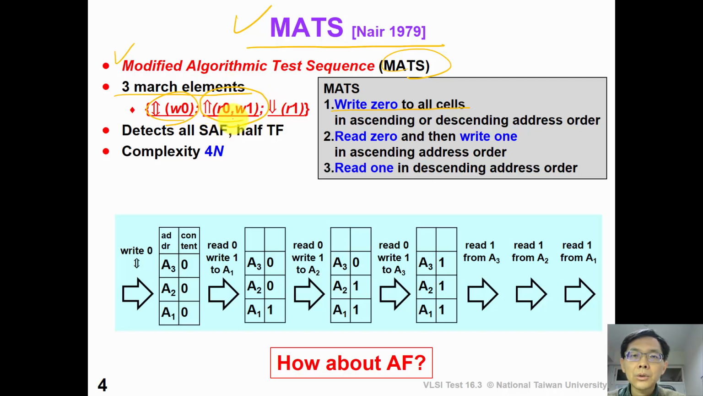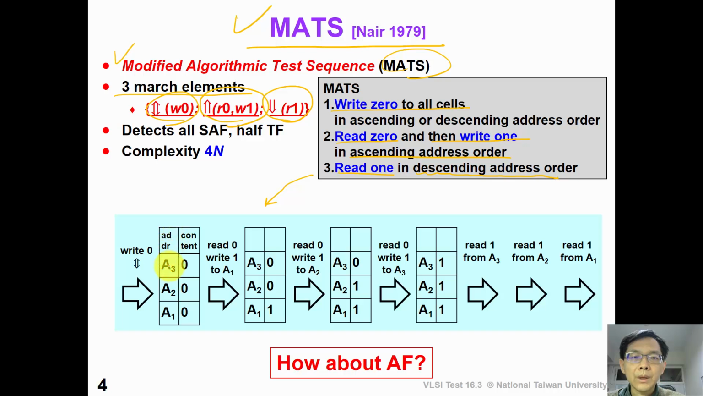In the second March element, we read a 0 and then immediately write a 1 to the same cell, and then we increase the address. After we go through all the memory cells, then in the third March element, we read 1 from a cell and we decrease the address in descending address order.